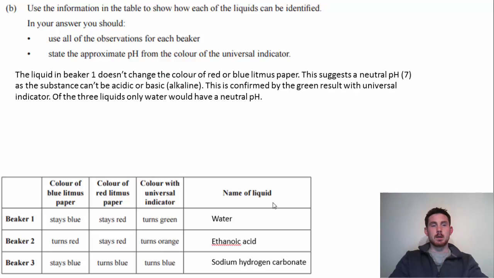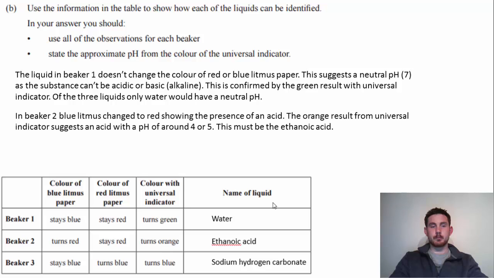Alright, so beaker 1, it doesn't change either of the litmus papers. That tells us that the solution is neutral, so it's got a pH of 7. The fact that with universal indicator it turns green just reinforces that. Again, green result with universal indicator is neutral, or pH 7. And so of the 3 options, only water would have the neutral pH.